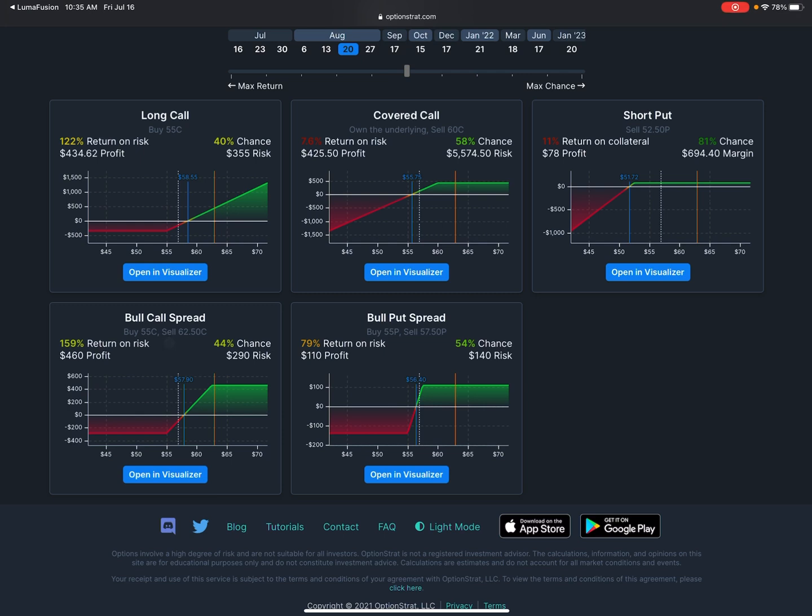This is kind of interesting because I haven't really used a lot of bull put spreads before, and it gives you another option where you can buy a 55 put and sell a put at a lower strike price. That's another way you can play the stock, and it gives you a chance of making a profit that's much higher, 10% higher than the bull call spread. That's something I actually don't use a lot, and something I would definitely consider using down the road.